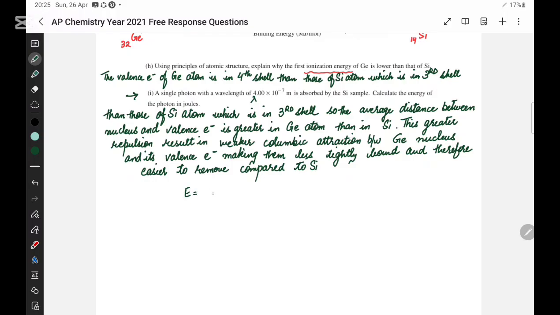So the formula is E = hv, and v = c over lambda, where c is the speed of light. The value of h is given in the paper, 6.6 times 10 to the power minus 34, times c, which is the speed of light, 3 times 10 to the power 8, divided by the wavelength, 4 times 10 to the power minus 7. The answer comes out to be 4.97 times 10 to the power minus 19 joules.